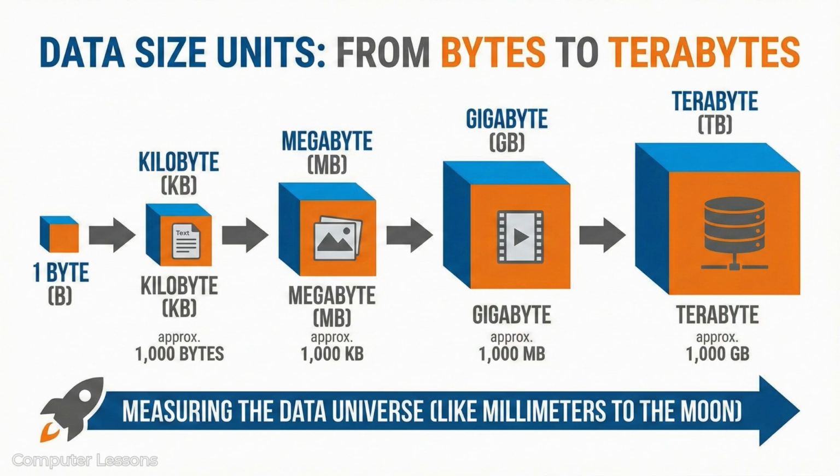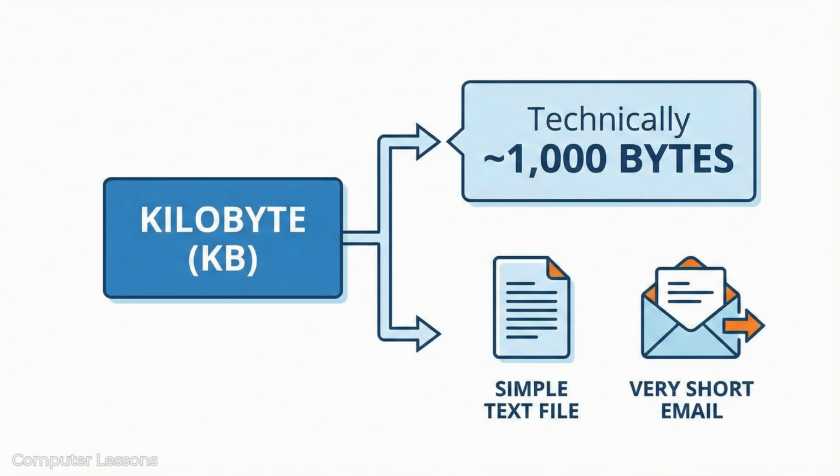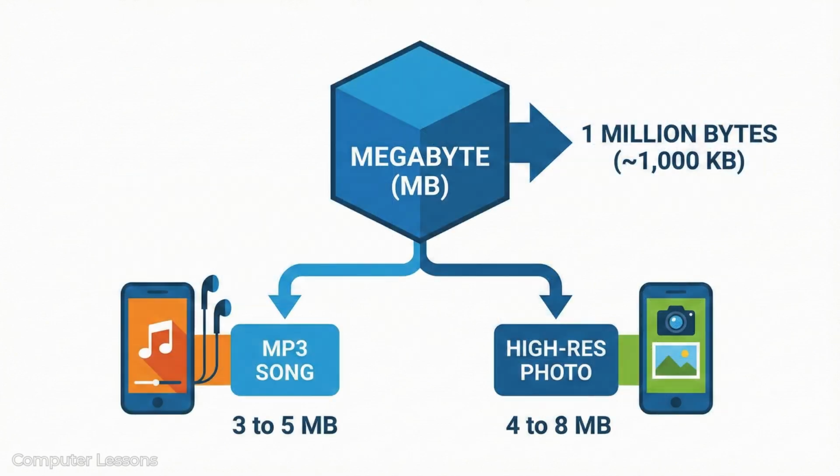Now that we know what a byte is, let's talk about size. We generate massive amounts of data today, so counting in single bytes would be like measuring the distance to the moon in millimeters. We need larger units. First, we have the kilobyte, KB. Technically, kilo means 1,000, so a kilobyte is about 1,000 bytes. This is roughly a simple text file or a very short email. Next up is the megabyte, MB.